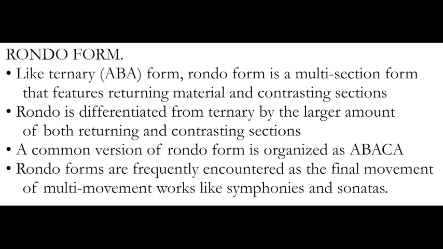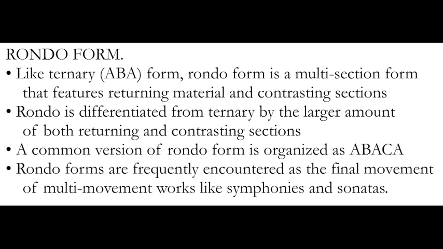The way that rondo is different from ternary form is by the larger amount of both the returning and contrasting sections. In a ternary form, we have one contrasting section, and then we have a return of the initial material, and that's that. We're finished with our piece of music. A rondo form is characterized by a continuous alternation of contrasting sections and returns to our main section.